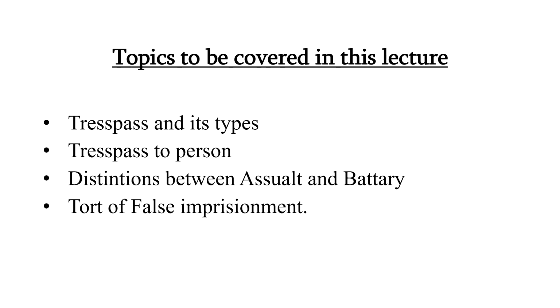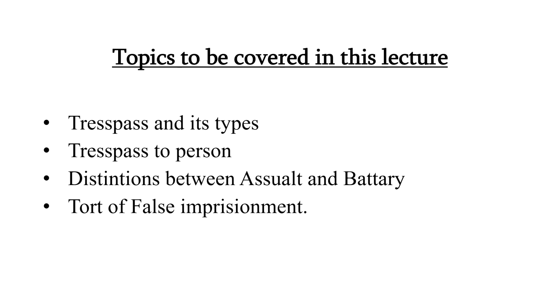Then in this particular lecture, we will focus on only one category of trespass, and that is trespass to person. Now, trespass to person ideally is committed by either an assault or a battery. So, there are two ways in which trespass to person can be committed. What are the distinctions between assault and battery? Sorry, please forgive me, there is a small spelling error. It is DISTINCTION, distinctions.